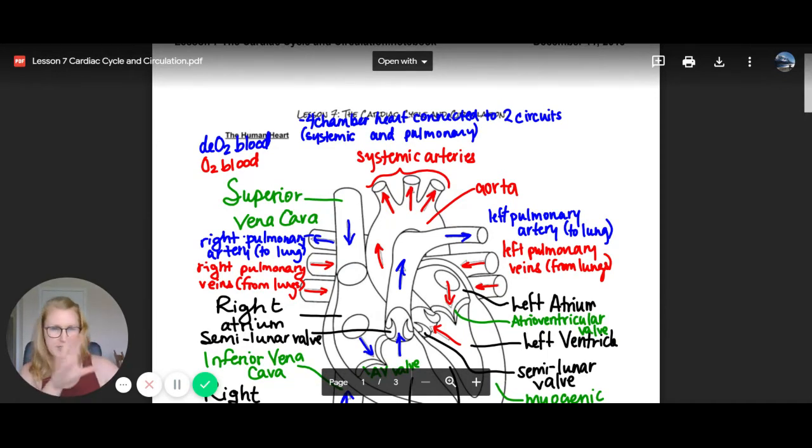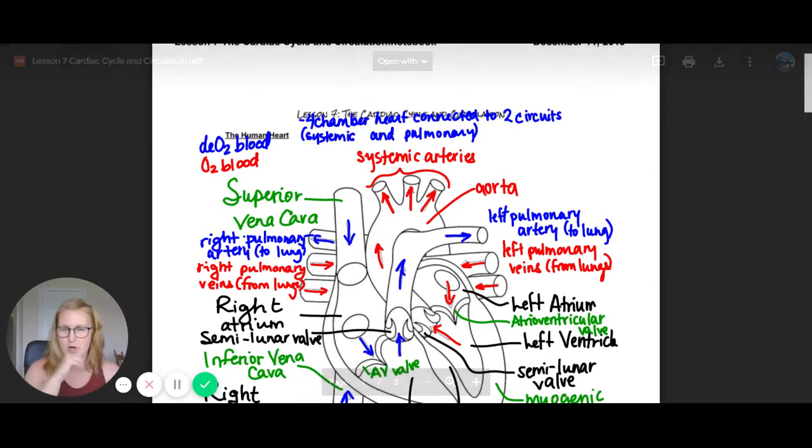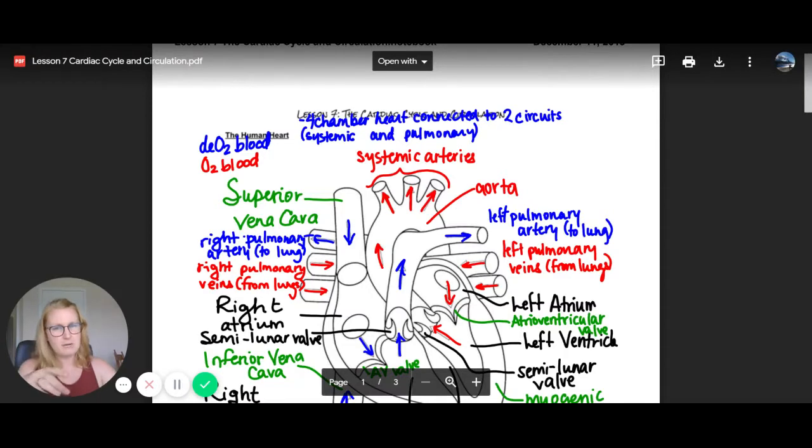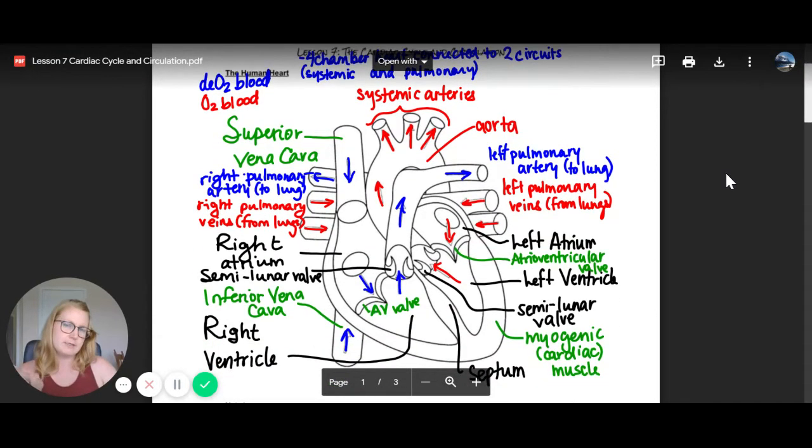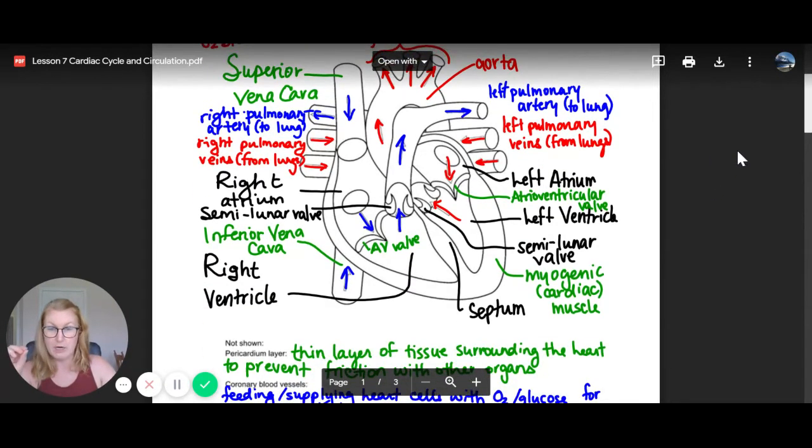I just want to mention that how we actually describe this heart is a 4-chamber heart connected to 2 circuits. And the 2 circuits that I'm talking about, and I referenced them in lesson 5 as well, is called the pulmonary circuit, which is moving things between the heart and lungs, and the systemic circuit, which is moving things between the heart and the rest of the body systems. So that's the 2 systems that we're really working towards here.